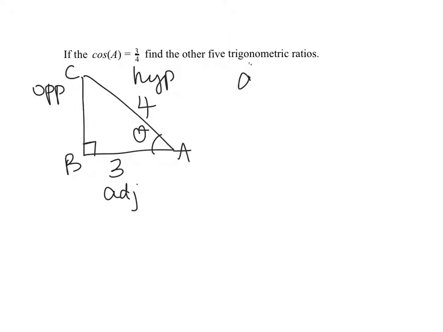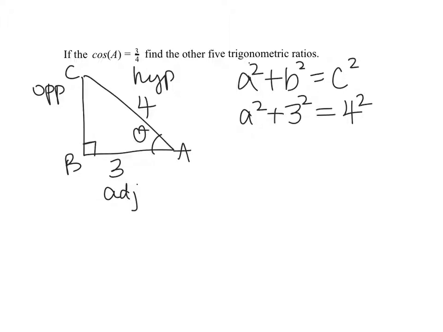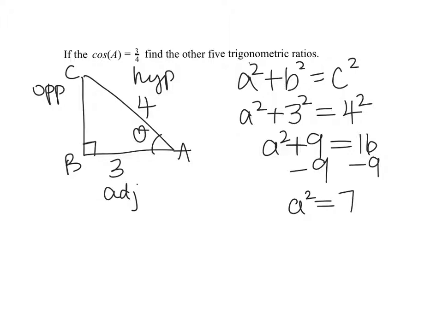So if we set up the Pythagorean theorem, a squared plus b squared equals c squared, plugging in b and c for our given sides, we have a squared plus 3 squared equals 4 squared. It's going to become a squared plus 9 equals 16. Subtract 9 and we get a squared equals 7. Take the square root of both sides and we get a equals the square root of 7, since it does not simplify. So I'm marking the missing side over here. It's going to be the square root of 7.